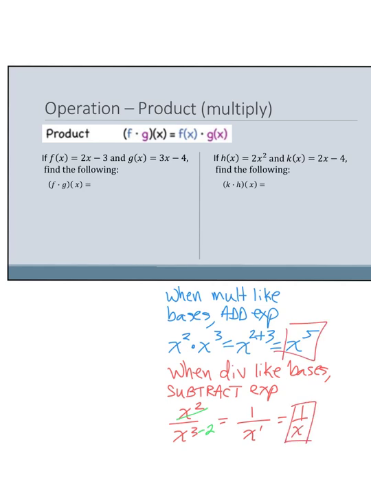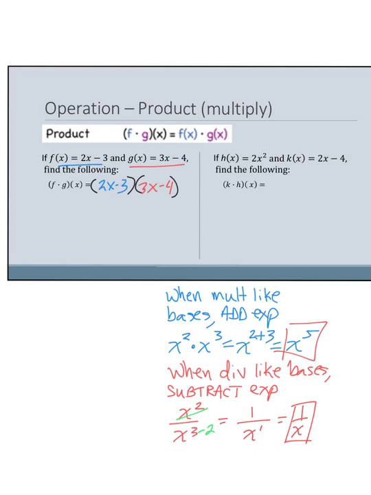Okay, and then we have x to the 5th. So we're going to apply those rules. When you multiply, your variable string does change, and when you divide, your variable string is going to change. So with the first one, f times g, my f I'm going to make blue, and my g I'm going to make red. So I've got 2x minus 3 times my g, which is 3x minus 4.